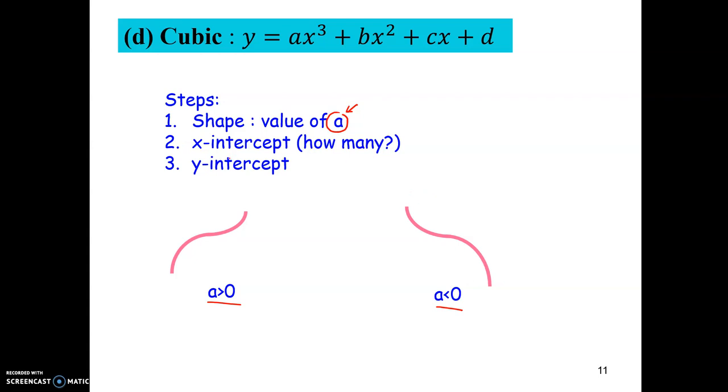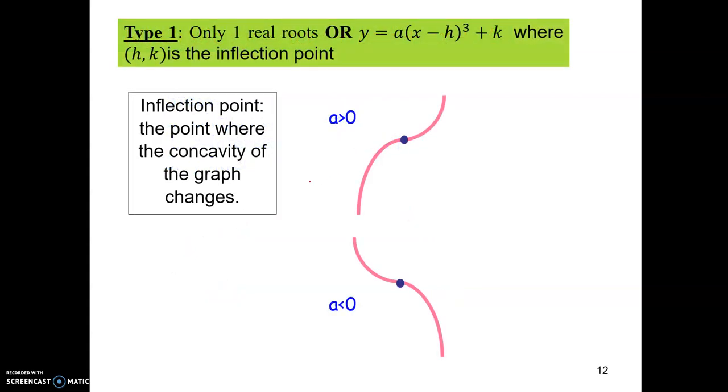And then basically we have to calculate how many x-intercepts we have. So since this is cubic, we might have one x-intercept, we might have two x-intercepts, and we might have three x-intercepts as well. So I already separate the case into three. So after this, we're going to try to solve them. And then we have to check what is the y-intercept as well. So let us focus on the first type where we have only one x-intercept.